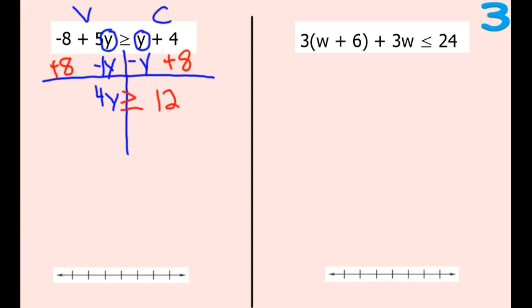Now to get y by itself, we need to divide by 4. So what we're left with is y is greater than or equal to 12 divided by 4, which is 3. Closed circle at 3. 1 greater is 4, 1 less is 2. Arrow is now pointing to the right, so we draw an arrow to the right. What this means is that our answer can be anything from 3 and up. So 3 or greater.